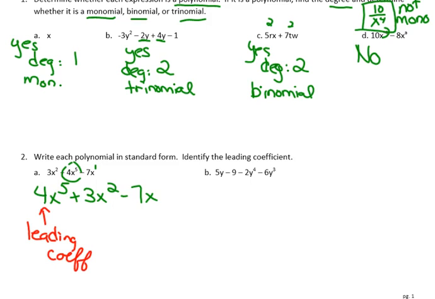Okay, let's try another one. So I have a 1, a 0, a 4, and a 3. So the 4 has to come first. I'm going to take the sign of what's in front, so negative 2y to the fourth. Then I need the third, negative 6y to the third. Then I need the 1, it's positive, so it's plus 5y. And then I need the no variable, because it had an exponent of 0. Leading coefficient is negative 2.